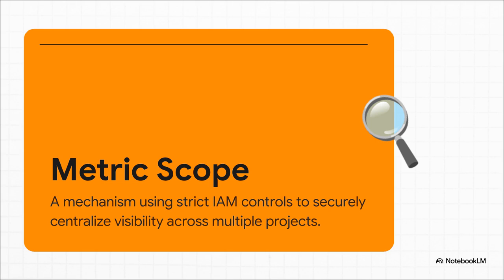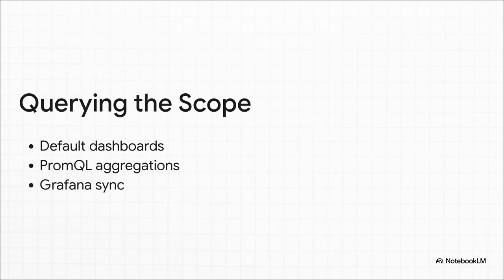This gives your site reliability engineering teams a single, unified pane of glass across your entire massive GKE and Compute Engine footprint. And crucially, setting up this unified scope is the mandatory prerequisite for defining service-level objectives that span across all those different projects. And once you've scoped your projects, querying that scope becomes incredibly powerful.